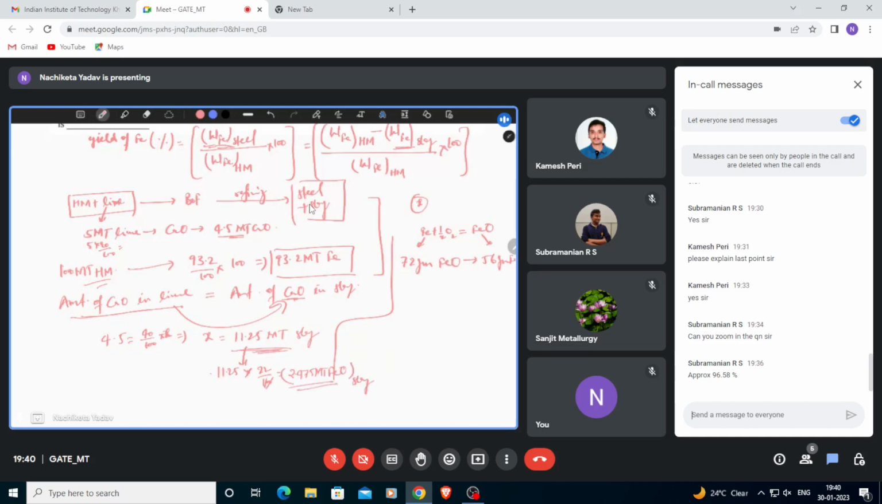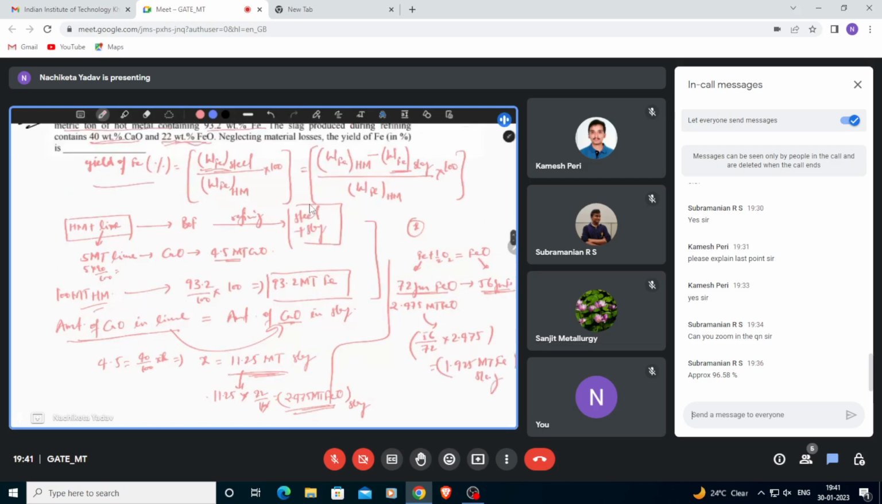In 72 gram FeO, there is 56 gram Fe. So for 2.475 metric ton FeO, the Fe content will be 56 by 72 into 2.475. So you will get 1.925 metric ton iron. This is in slag. So now simply you put this to find the yield of iron. We know this, this, and this right now.